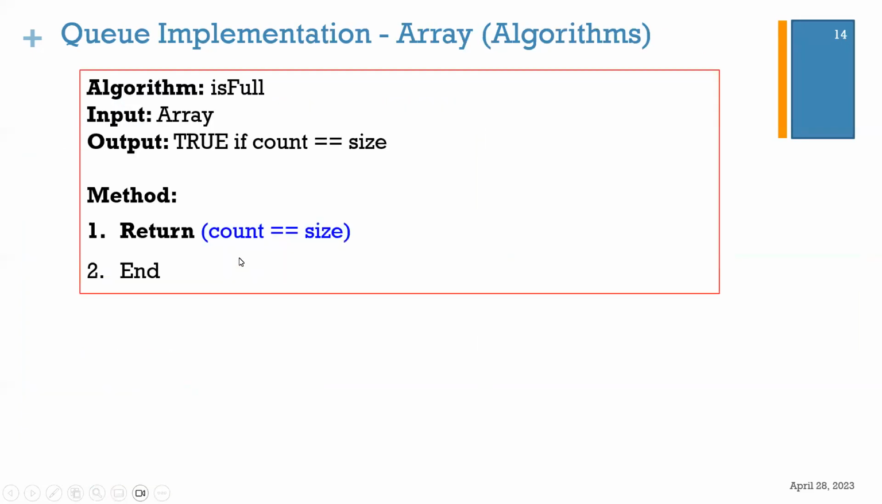What are the algorithms? Here for the Q algorithms, the first one is full, to check if a Q is full or not. Using array implementation, we have a maximum size and we have the actual count of actual elements in the Q. So if count equals size, meaning that the Q is full. Is empty means that our count equals 0.